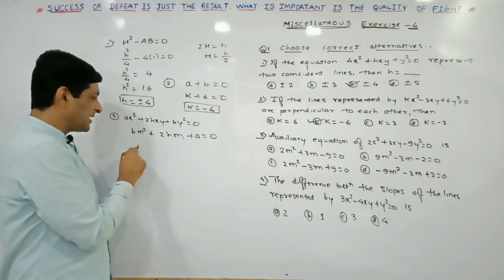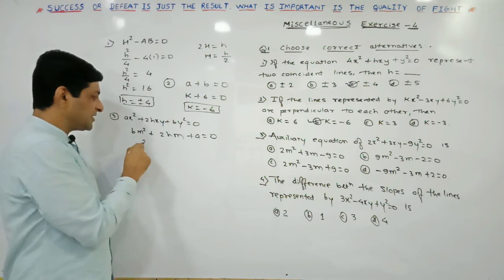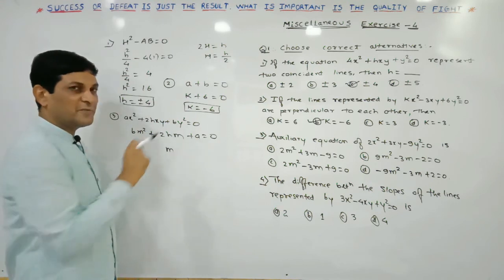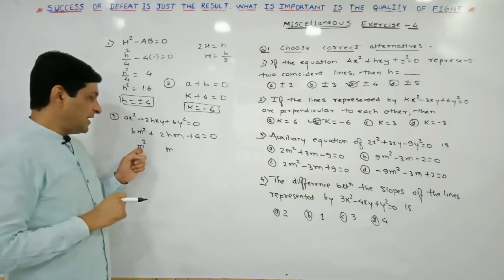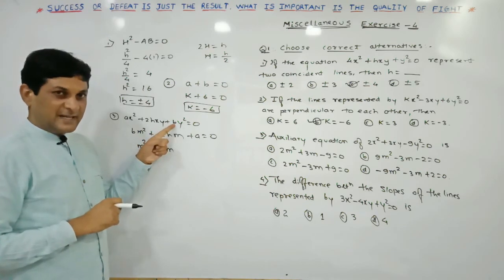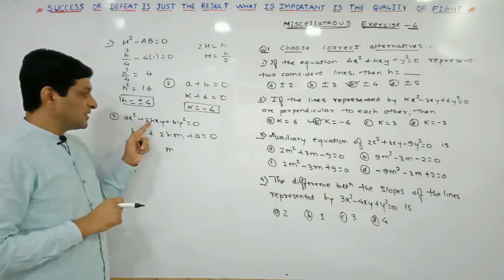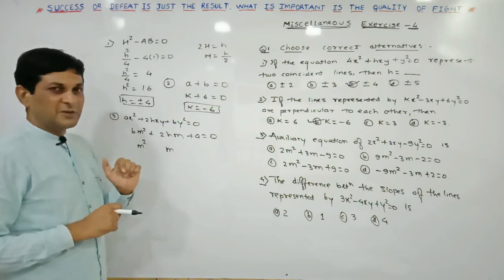तो पहले क्या करना पड़ेगा हमें? m स्क्वायर का कोएफिशिएंट निकालना पड़ेगा, फिर m का कोएफिशिएंट और फिर कांस्टेंट टर्म. सो कोएफिशिएंट ऑफ m स्क्वायर विल बी b. Getting it? Coefficient of m will be equal to 2h and constant term will be equal to a.